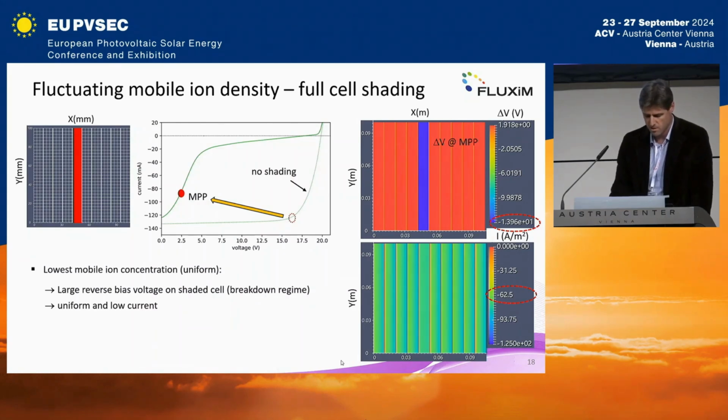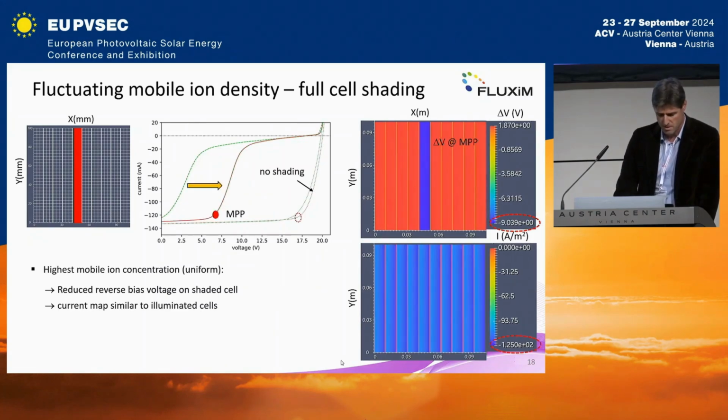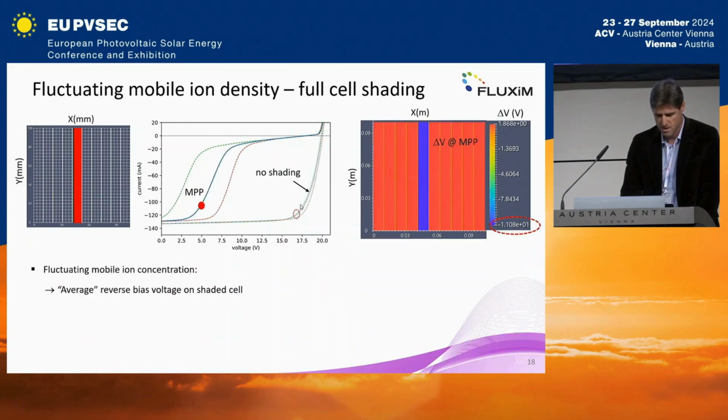So we don't see any hotspot or any non-uniformity that would be dangerous. If we go to a higher concentration, actually the maximum power point is not degraded that much because the breakdown voltage is actually lower. So we have a lower reverse voltage here, and the current map now looks very similar to the one under forward bias.